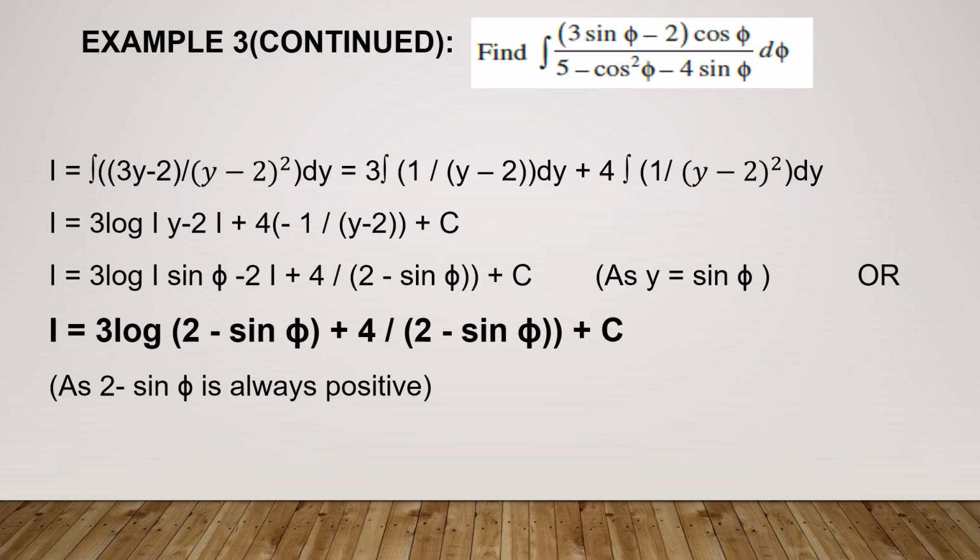So you can write it as I is equal to 3 log 2 minus sine phi plus 4 upon 2 minus sine phi plus c.